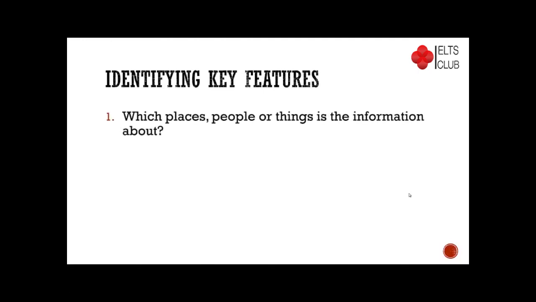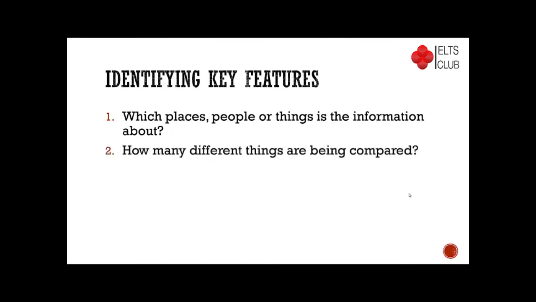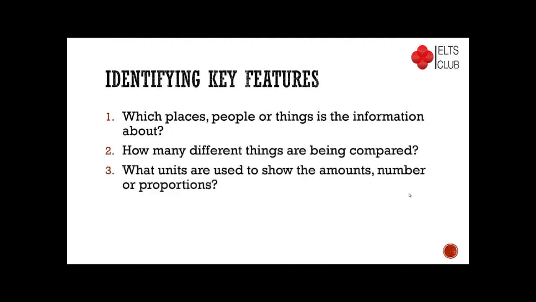Question number 1. Which places, people, or things is the information about? 2. How many different things are being compared? 3. What units are used to show the amounts, numbers, or proportions? 4. What period of time does the visual refer to? This last question will help you determine which verb tenses to use, past tense, present perfect, or even future.